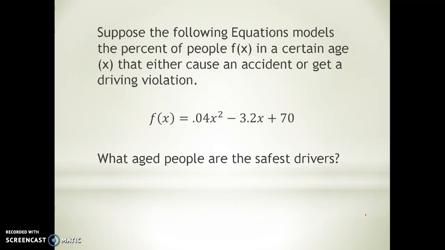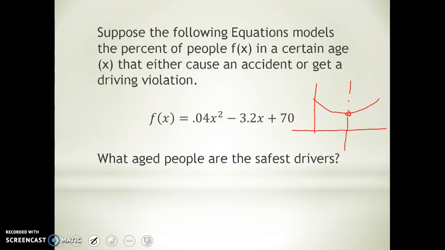So it says, suppose the following equation models the percent of people in a certain age that either cause an accident or get a driving violation. So we want to know what age people are the safest drivers. Well, this is going to be a parabola that opens up like this. It's probably going to be something that looks similar to this. We want to figure out where the axis of symmetry is at and where the vertex is at.